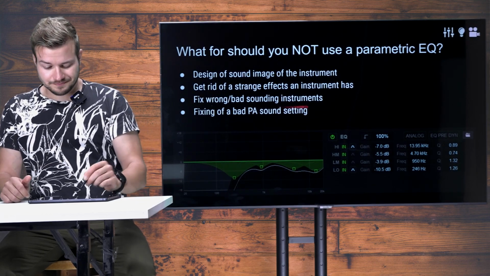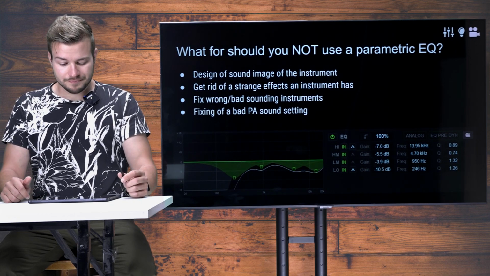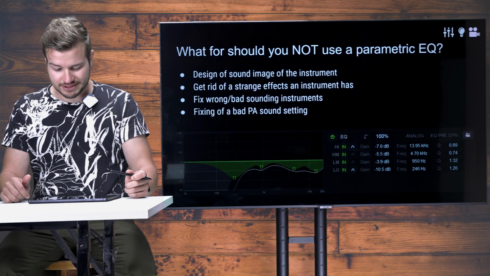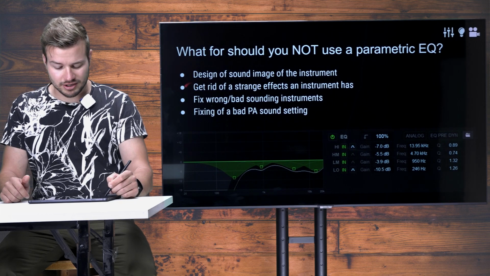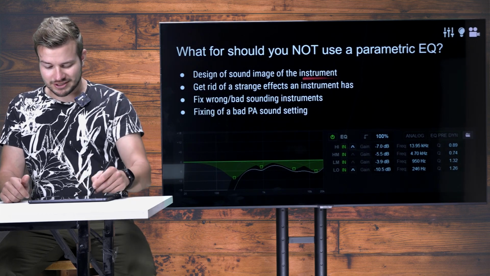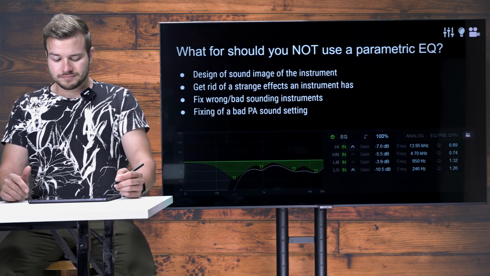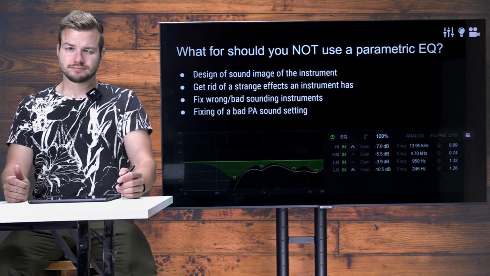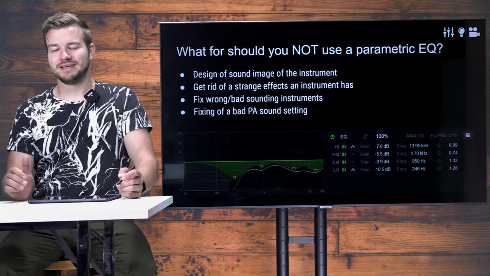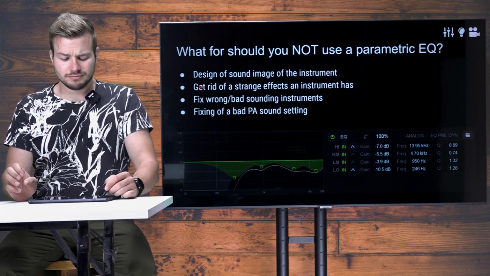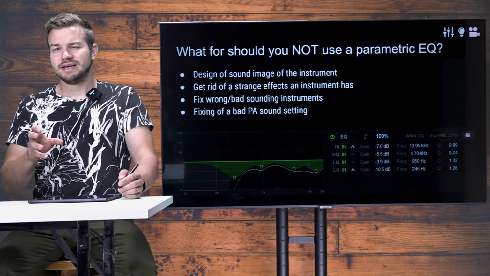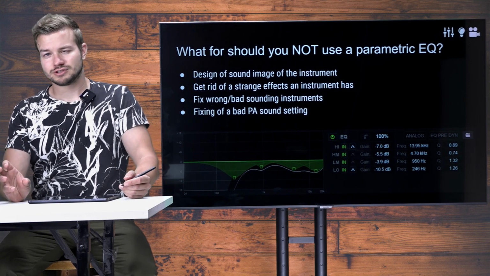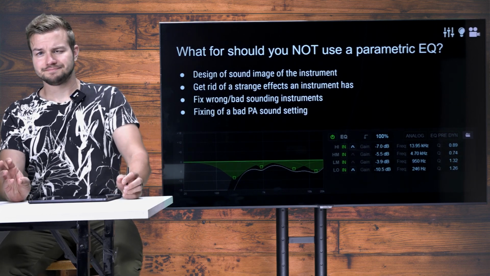Number 3 here is fix wrong or bad sounding instruments. It actually goes along with get rid of strange effects on the instrument. Here it's more like if he uses his instrument wrong, you cannot fix this with the EQ. I just want to point out here that it's really important that you always first concentrate on the source of sound.